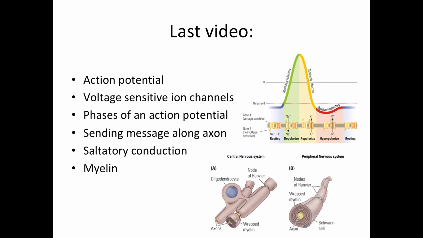So in the last video we talked about the action potential and about voltage sensitive ion channels. We talked about the phases of an action potential, which you can see right here: rest, absolutely refractory period, relative refractory period, and rest again. We also talked about how the message gets sent along the axon through saltatory conduction, and this is because of all the myelin around the axons.